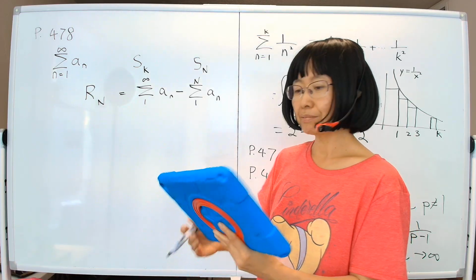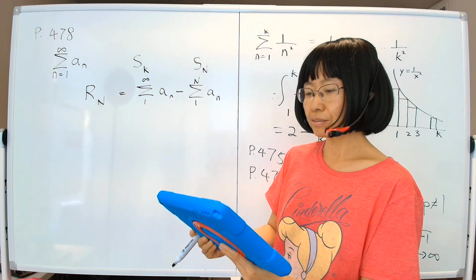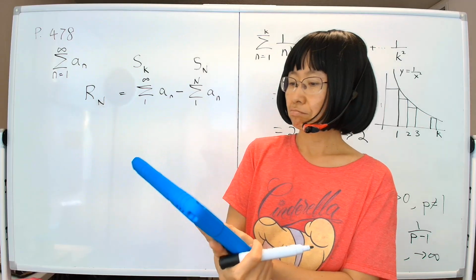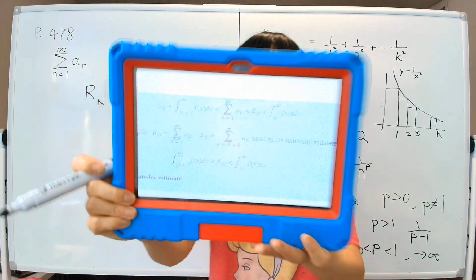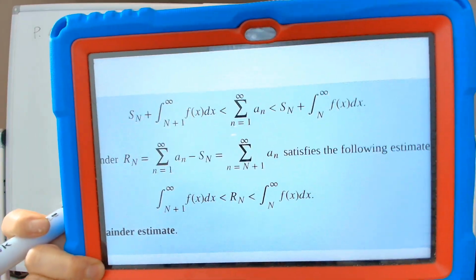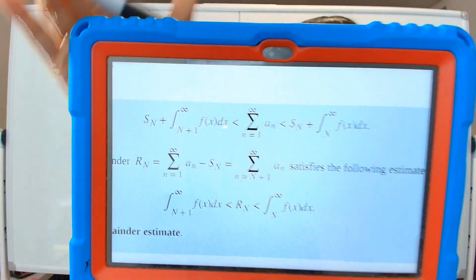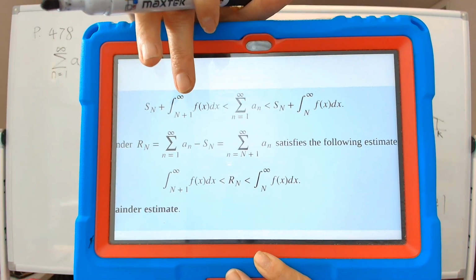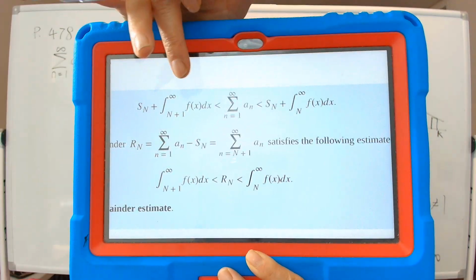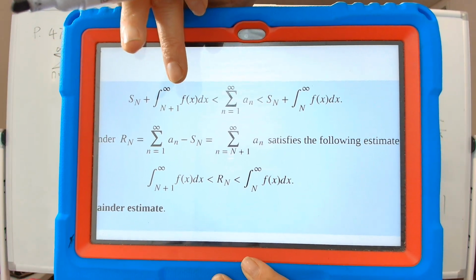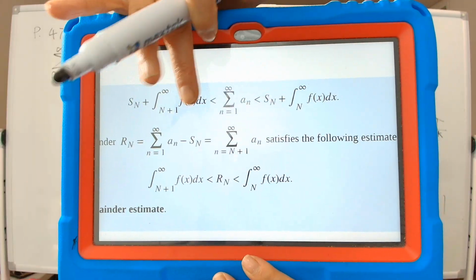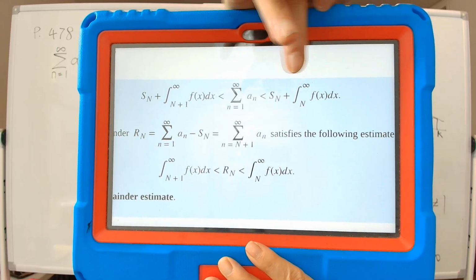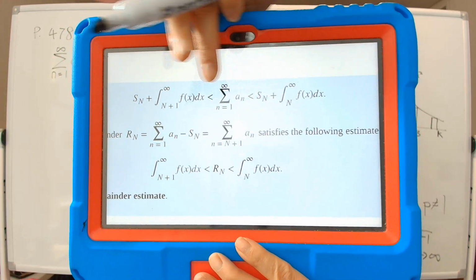S_n plus the integral from n plus 1 to infinity is less than the sum, and less than S_n plus the integral from n to infinity. The total sum is going to be bigger than that first one: you add the partial sum, and then integrate the rest. The rest is going to be bigger than the integral from n plus 1 to infinity, but less than the integral from n to infinity. That's the only difference. So the value is stuck in between these two things.